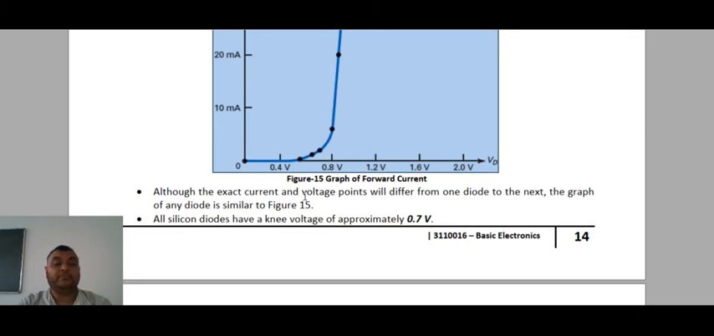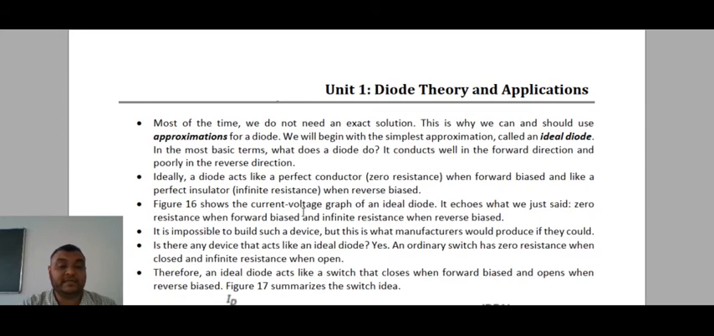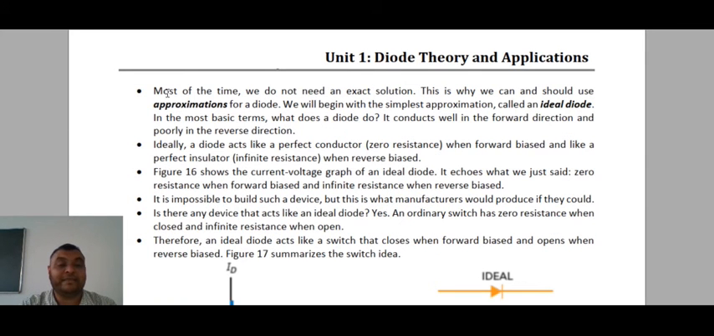Okay, now further you can see these are the statements given for that. Most of the time we do not need an exact solution. This is why we can and should use approximation for the diode. We will begin with the simplest approximation, called an ideal diode. In the most basic terms, what does a diode do? It conducts well in the forward direction and poorly in the reverse direction.